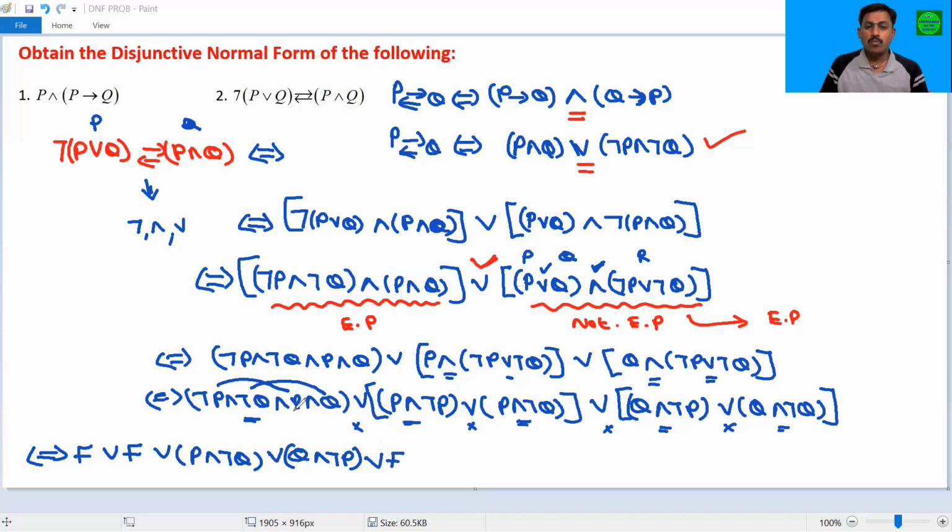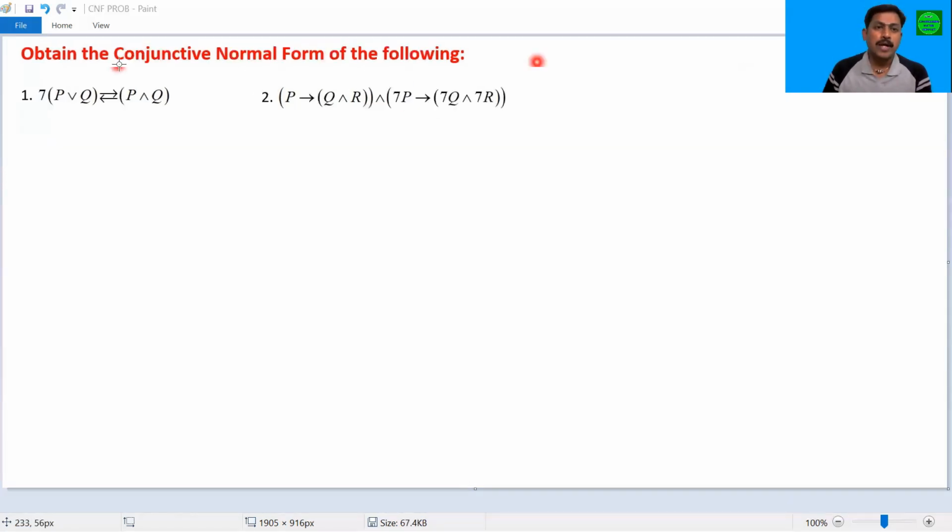Here we will have 1, 2, 3, 4, 5 terms we got, so I have converted that into the contradiction form using the formula. So if you are having less number of terms, you need not convert like this, just write the term as it is. Therefore our final answer is P and not Q, or Q and not P is the required disjunctive normal form.